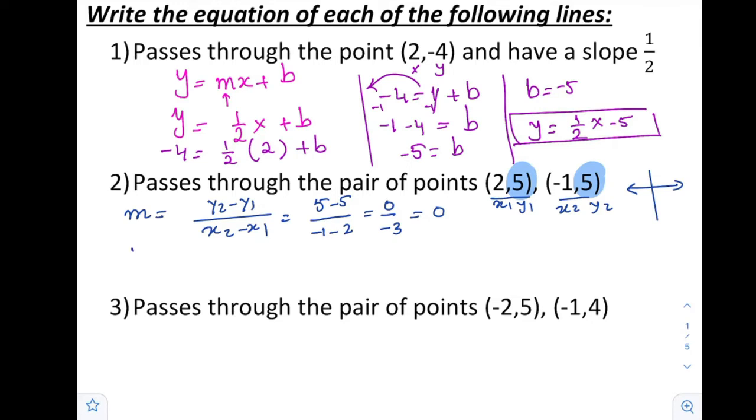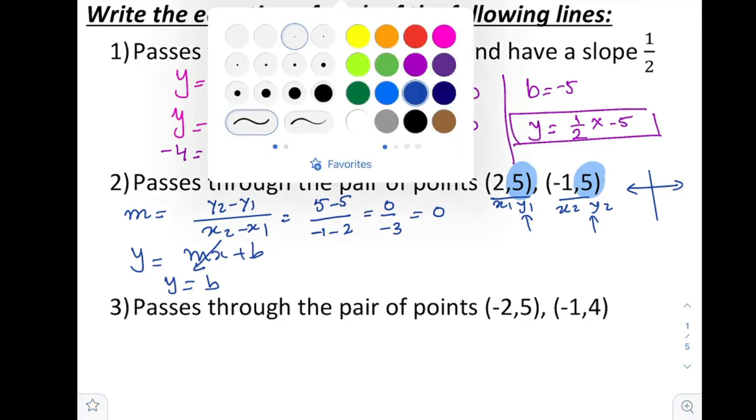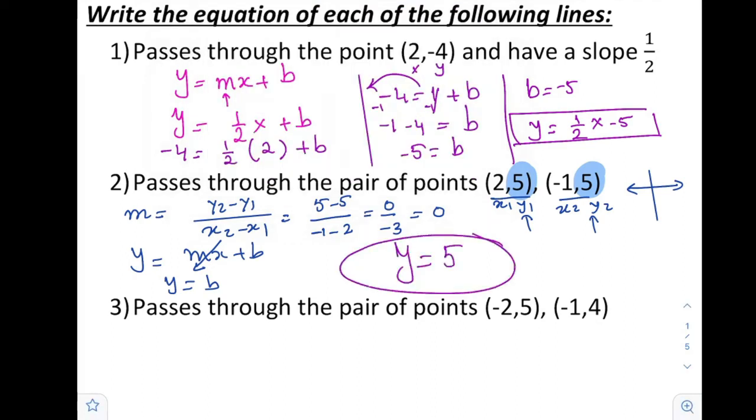And when the slope is 0 and you want to apply y equals mx plus b, m is 0, so this will be y equals b. Now, where is y? Y here, if you replace, is the same as 5. Here y is 5 and here y is 5. So from the beginning, if both points have the same y, without doing all this procedure, we can write directly y equals 5, because this will be your y-intercept actually. This is 5, where the line cuts the y-axis. So directly, simply, y equals 5.